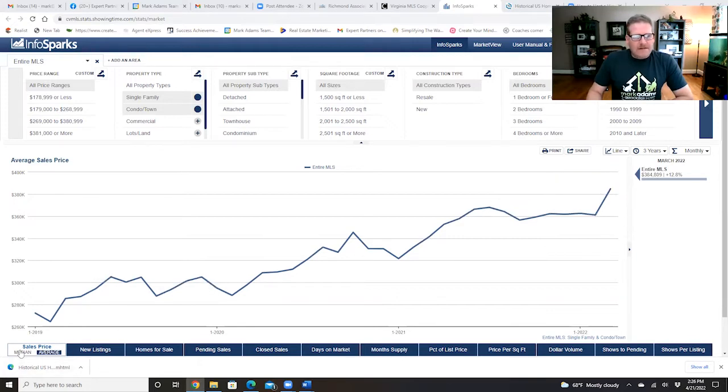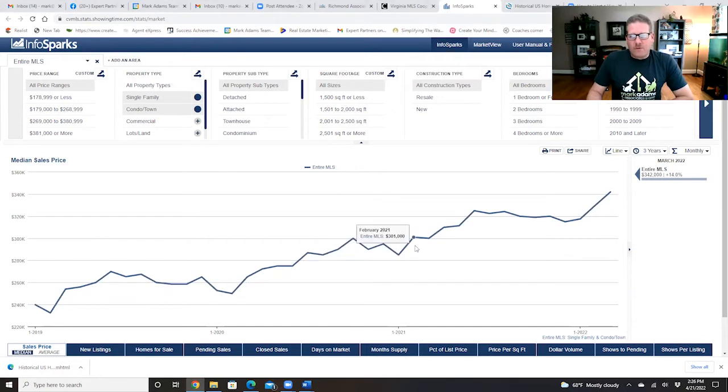The median sales price for March of 2021, as you can see right here, is 300,000. Remember, this is out of our Central Virginia multiple listing service, and it's single family homes and condos. So I don't have land or anything skewed in this information. 300,000 for March of last year. Come to March of this year, it's 342. So that's almost a 13% increase over this time last year.